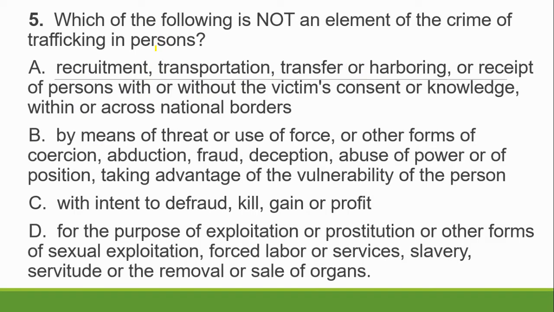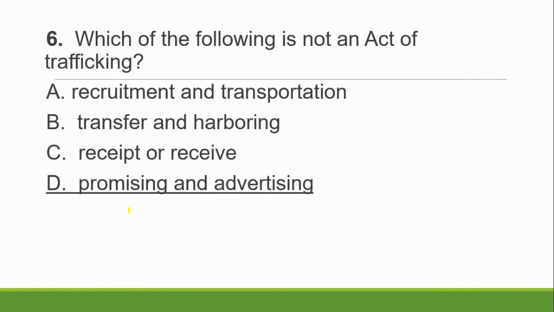5. Which of the following is not an element of the crime of trafficking person? A, recruitment, transportation, transfer. B, by means of threat, the use of force, other forms of coercion, abduction. C, with intent to defraud, kill, gain, or profit. D, for purpose of exploitation, prostitution, other forms of sexual exploitation. Well, ang not element dyan is of course yung letter C pa rin. Ito yung act, ito yung means, ito yung purpose. Okay? So, C is not an element to the crime of human trafficking or trafficking in person.